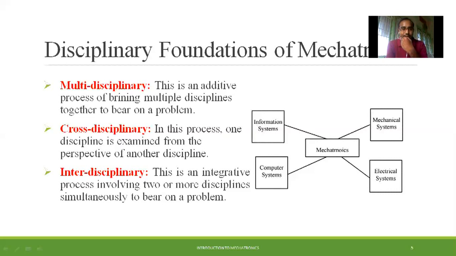Next it is interdisciplinary components. It's an interactive process involving two or more disciplines simultaneously to bear on a problem. So interdisciplinary, in the sense that here there are two different components, intradisciplinary and interdisciplinary. Intra, I-N-T-R-A, in the sense within the mechanical constituency, or within the boundary conditions, or within the system. Interdisciplinary, in the sense with respect to one system and another system. So here we have the interrelations with respect to two different systems.